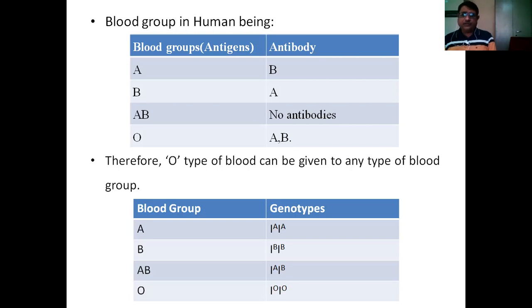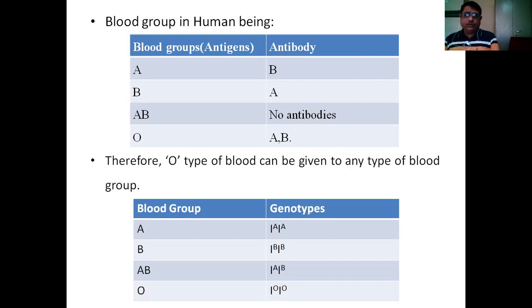But these antibodies will protect the individual from clumping for only the first time. If the same individual gets blood from the other blood group a second time, then there will be clumping and there may be the chance that the individual may die. So these are the 4 blood groups: A, B, AB, and O.